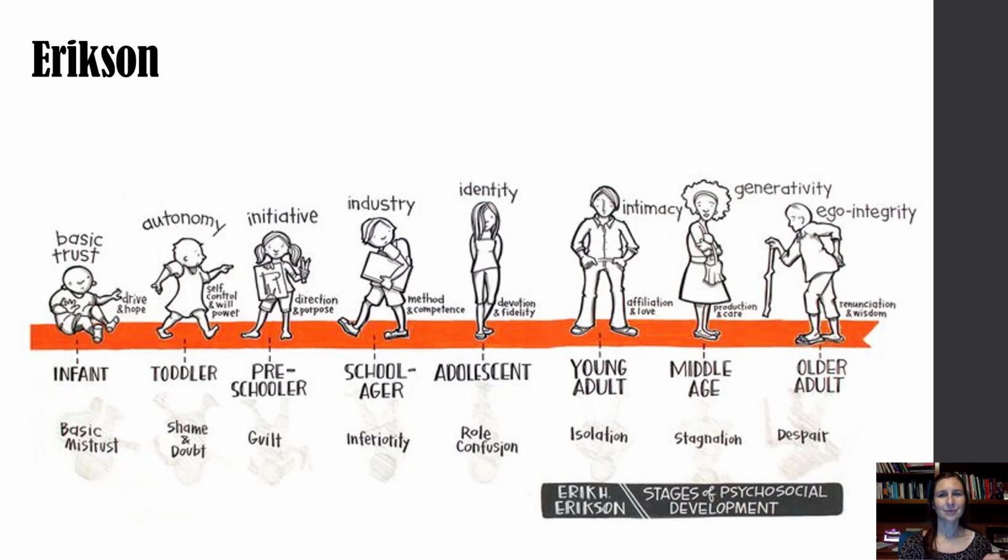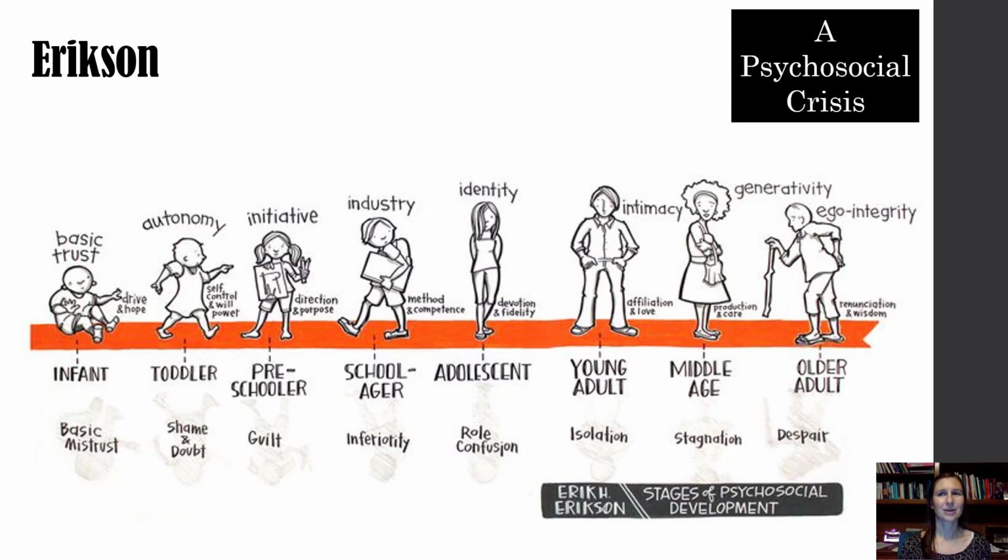And just like Freud had key tasks in each of his stages, Erikson has what he calls psychosocial crises. So there's some key crisis that somebody has to go through in each of these stages, but it involves the social world. So that's where you get that psychosocial crisis. All right, so let's look at these.